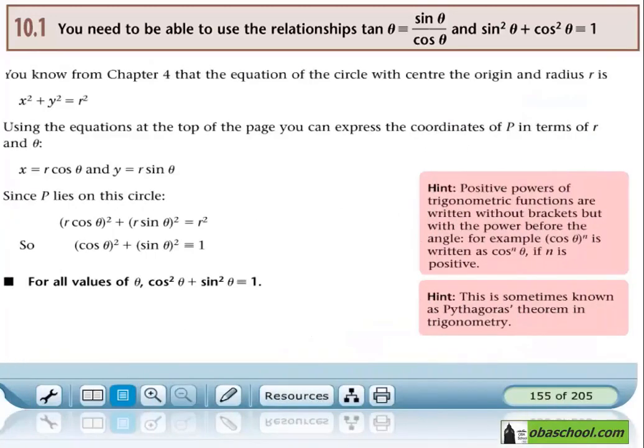Look at the book. Positive powers of trigonometric functions are written without brackets. As you can see here, because we have a positive power, there is no need for the brackets. But with the power before the angle, for example, cosine theta raised to the power n, where n is positive, it is written as cosine to the power n theta. We have another hint. We proved the relation cosine squared theta plus sine squared theta is equal to 1, which is sometimes known as Pythagoras' theorem in trigonometry.